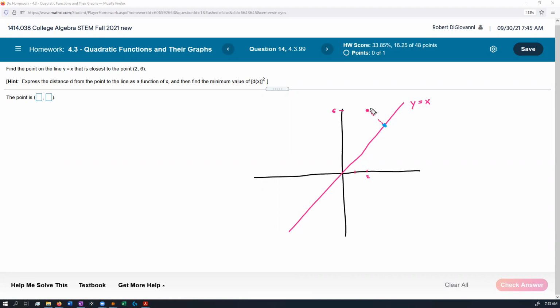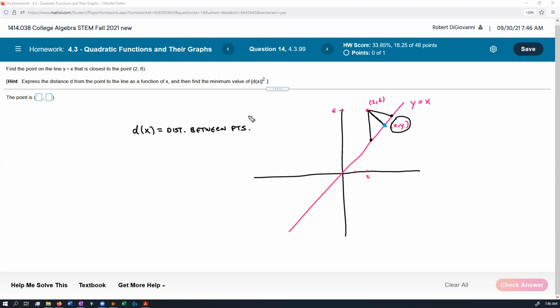So here's how we're going to do this. This is the point (2, 6). This is the point (x, y). We don't know what it is. If I want to know what this distance is, and since I don't know where the point (x, y) is, it could be here, it could be here, we don't know. So first, let's come up with a formula, d of x, which gives us the distance between those two points.